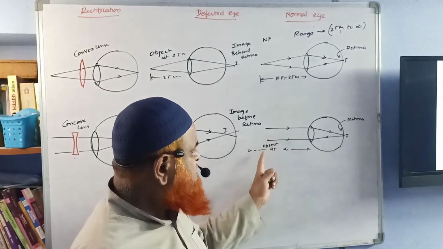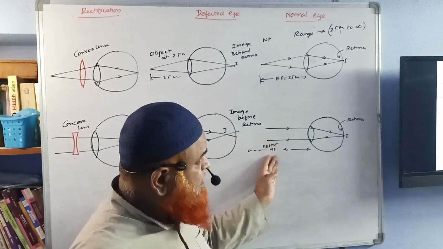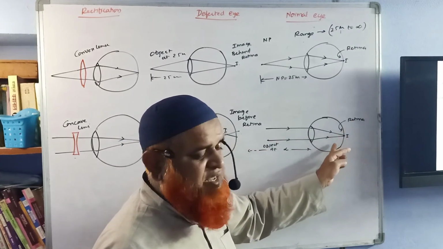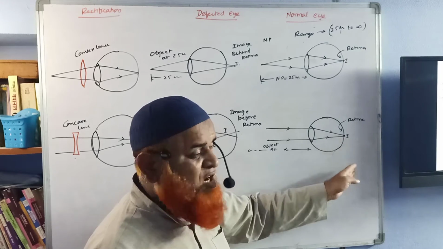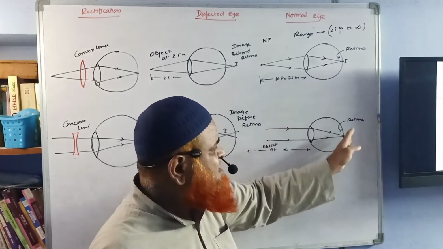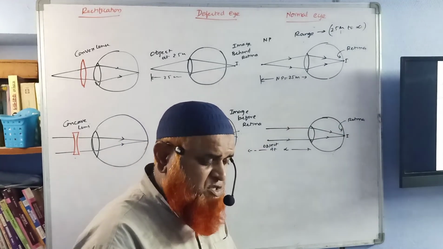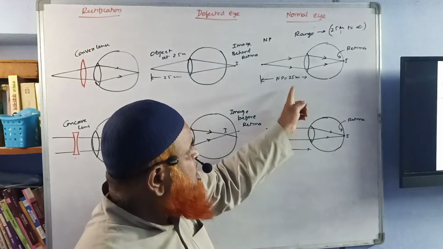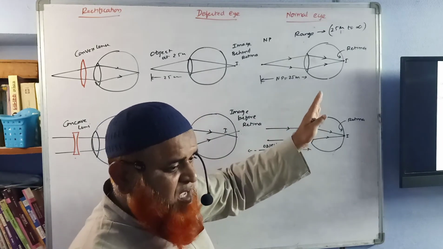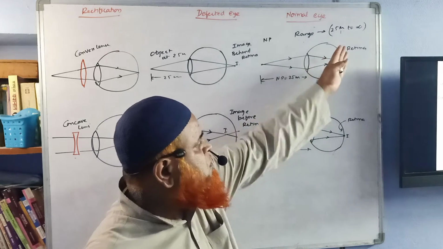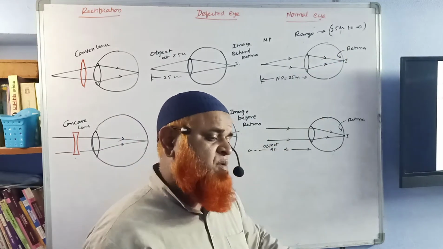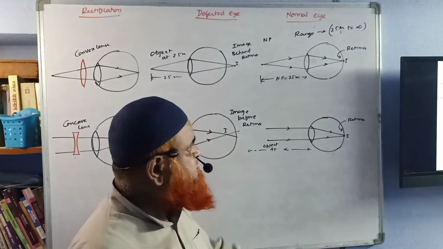Now, if you see an object at infinity, that also gives an image exactly on the retina, which is the screen of your eye. So both images are formed at the retina. That's why a normal eye is a perfect eye which can see from 25 centimeters to infinity in a very clear way. That is the first one.